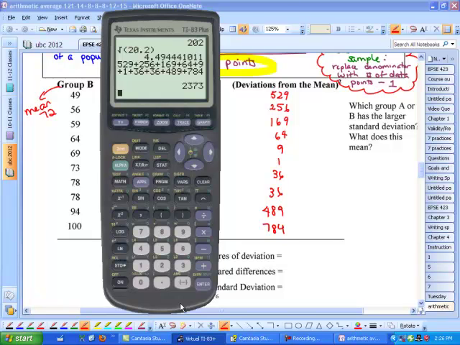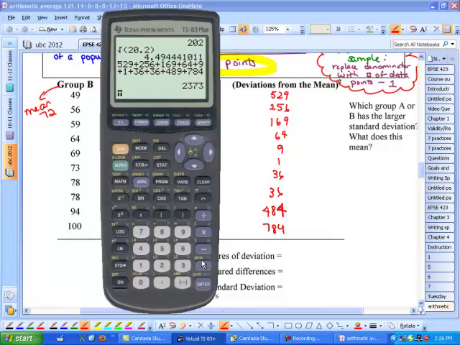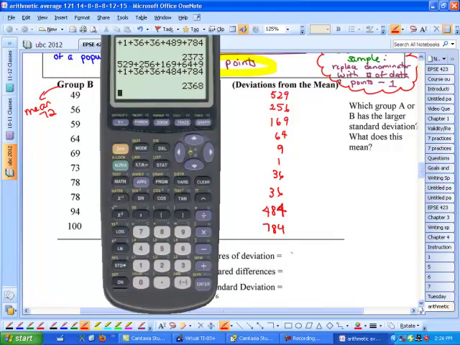Did I do that right? 9, 136, 36. It's not 484. It should be 484. Oops. 22 squared is 484. Whoops. Let's try this again. How about 2368?